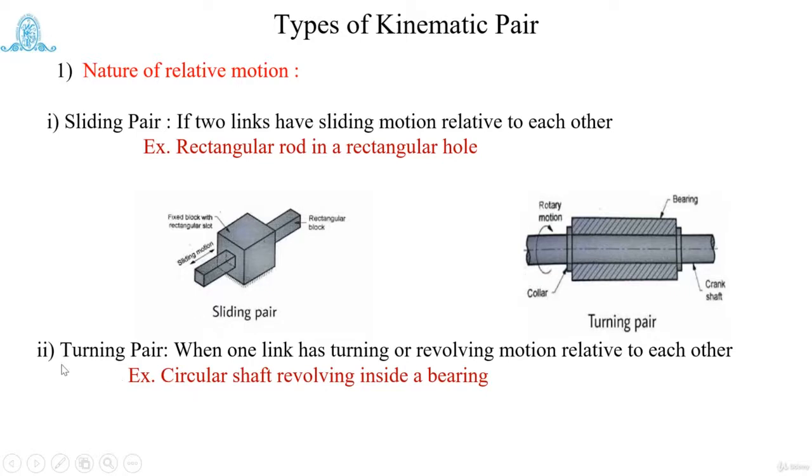It means it is having a turning motion of one link. Which link? The shaft is turning or revolving about the bearing. That is the second link. Link means it may be of some shape: it is of shaft shape, and the second one is of bearing shape. So link number one is making a relatively turning or revolving motion with respect to the other, then it is forming a turning pair.